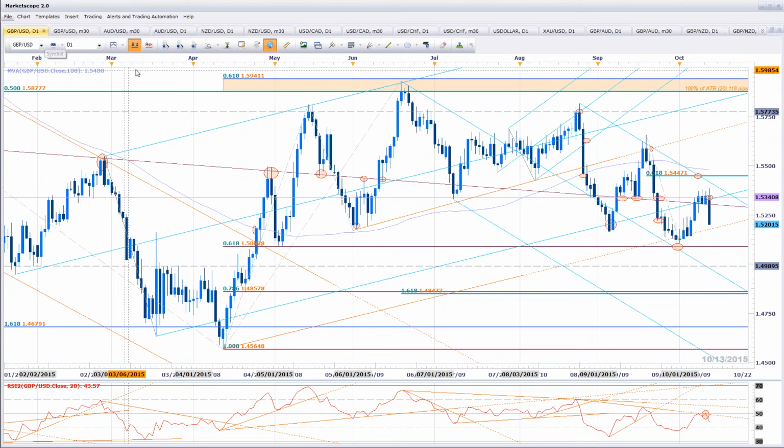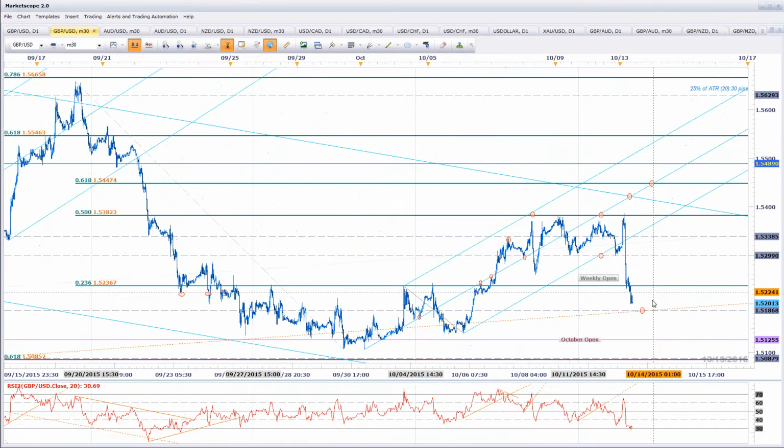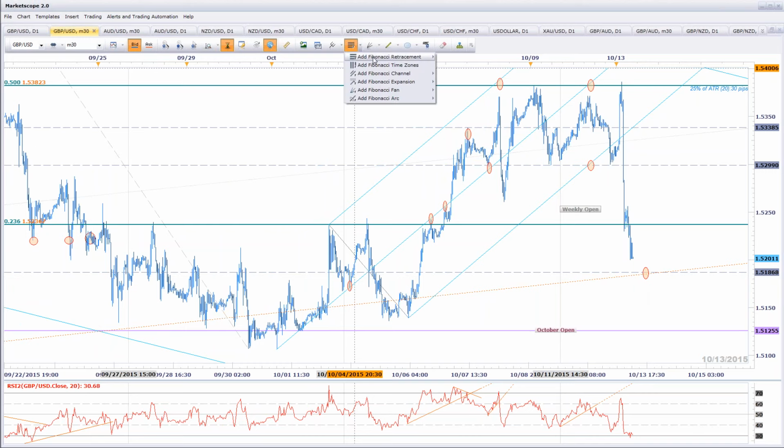Any questions on the pound? At this point, to answer your question, Alan, wondering where to bail out, I think this would be the first area of support I'd start to look for. You're just a couple of pips off that. Let's tack on a quick retracement on this and just make sure there's not like a 786 right ahead of that.